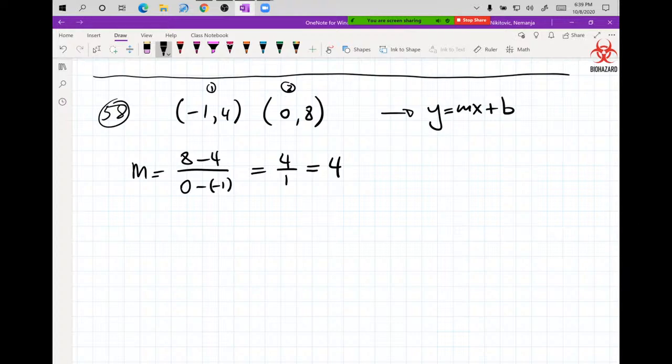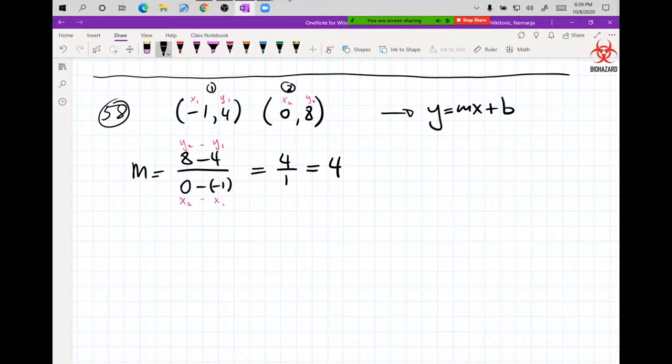So this is your y2 minus y1. Here's your y2. Here's your y1. The y is always the second coordinate in every point. And then you have your x2 minus x1. So that's your x2 and that's your x1, because x1 and y1 belong to the first point.